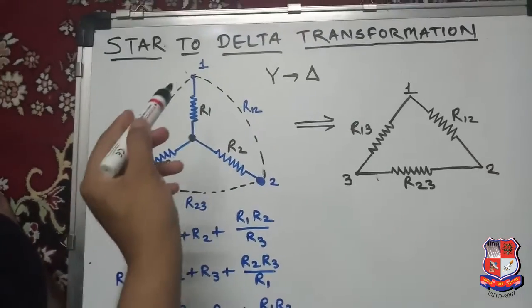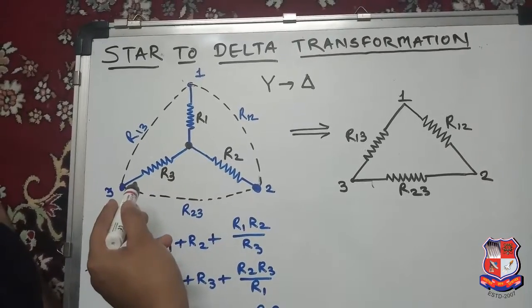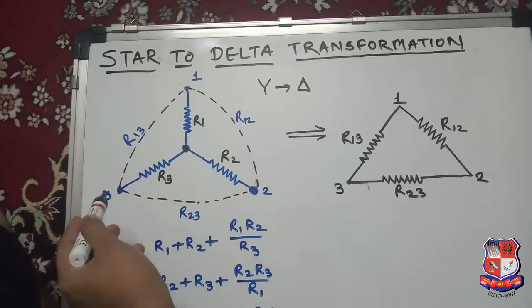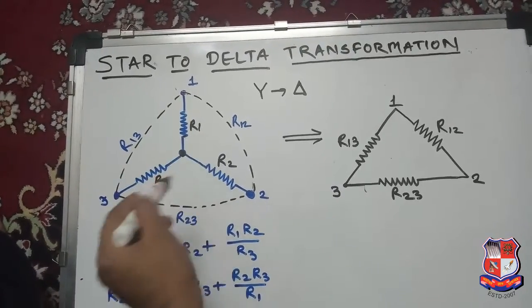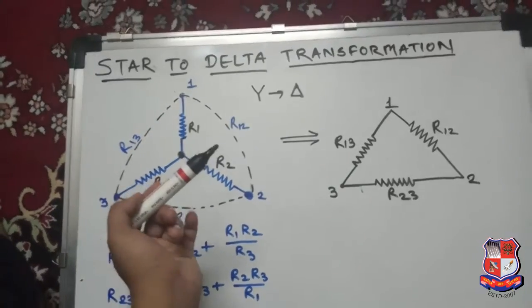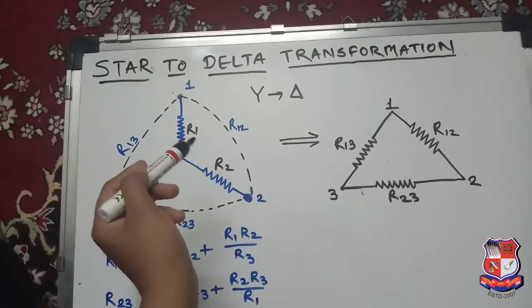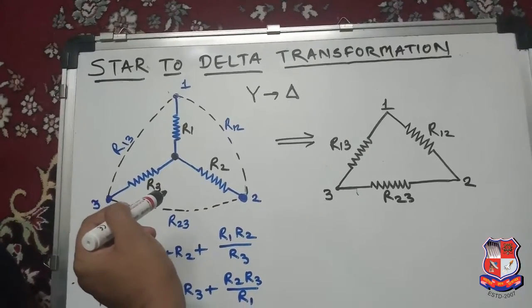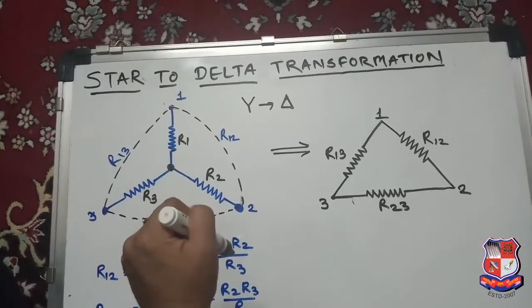Now see, here a star network is given, which is drawn by the blue diagram. The star network has 3 terminals 1, 2 and 3 and 3 resistances which are labeled R1, R2 and R3. You can label them with any names like RA, RB, RC. Here I have labeled them R1, R2 and R3. Now how can we convert this star network into its equivalent delta network?